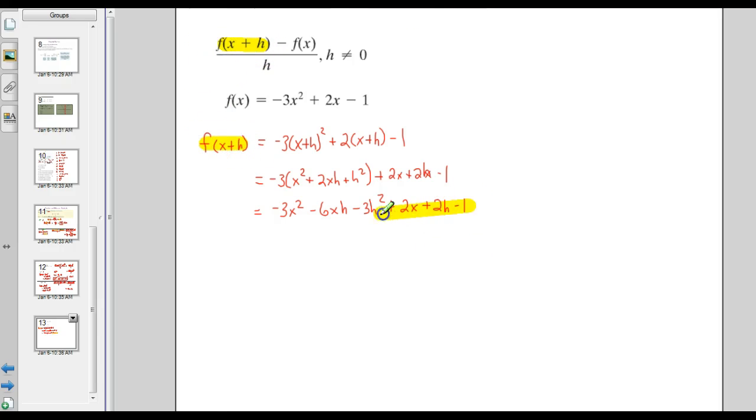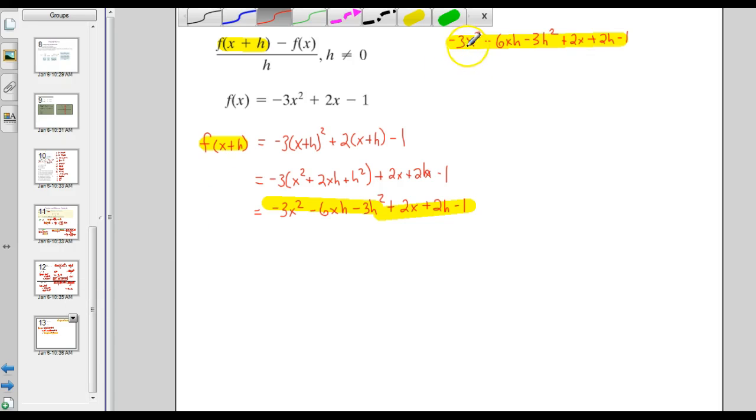Okay, now, all of it is simply just f of x plus h. So all we've done so far is just found what we're going to replace this with. So I'm going to replace f of x plus h with minus 3x squared. Alright, I've replaced f of x plus h with all of that. Minus 3x squared minus 6xh minus 3h squared plus 2x plus 2h minus 1.